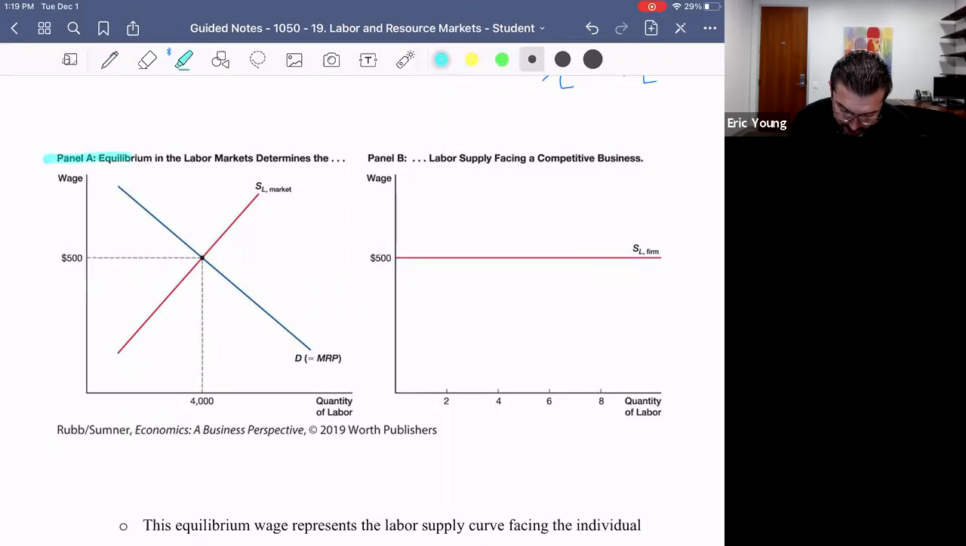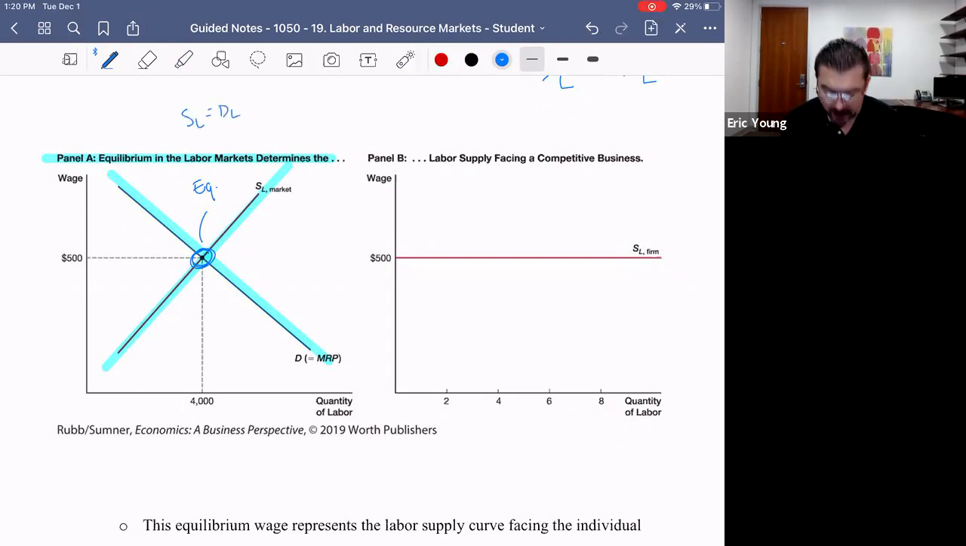In panel A, we have equilibrium in the market. We have the downward sloping labor demand curve, which we already understood to be the MRP. We have the upward sloping labor supply curve, which we just covered. Those meet right here at equilibrium. Okay, so this point is the equilibrium point. It is where the supply of labor equals the demand for labor, and critically, this equilibrium point gives us an equilibrium wage rate of $500.